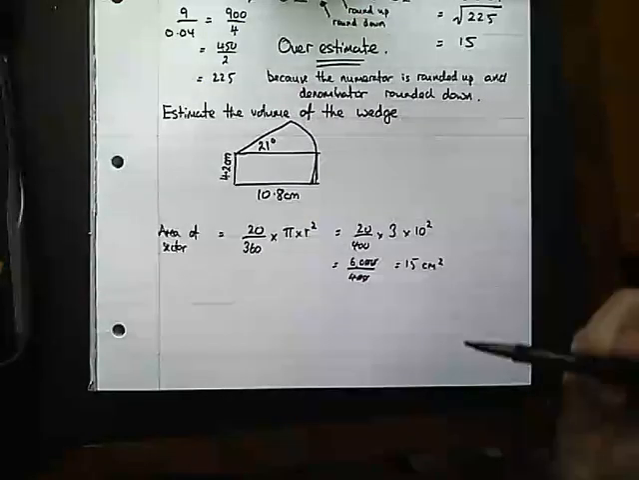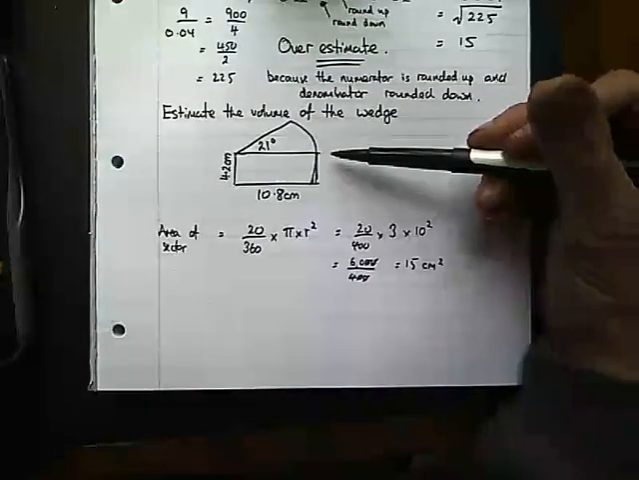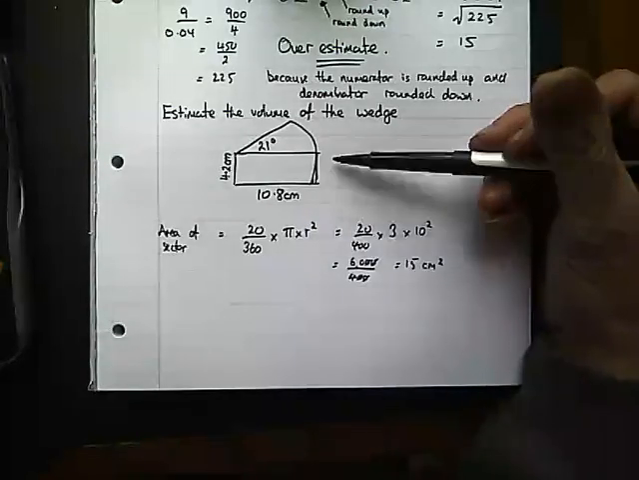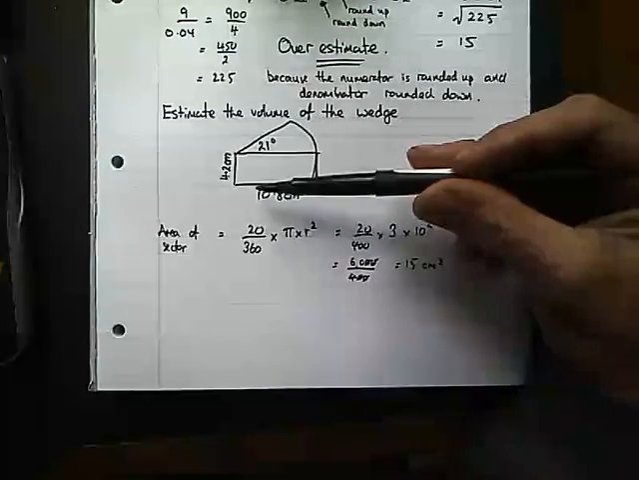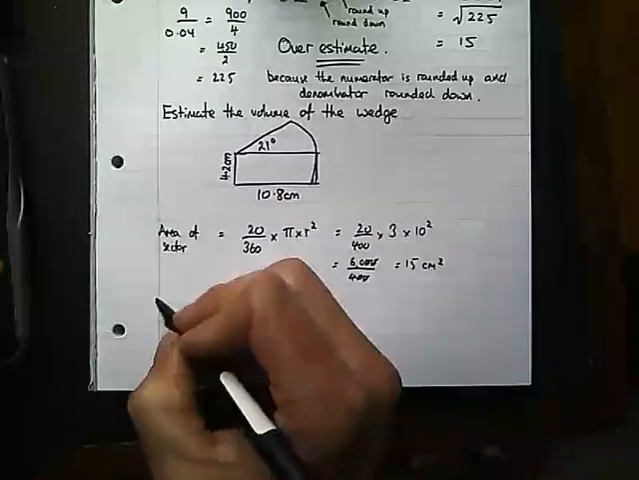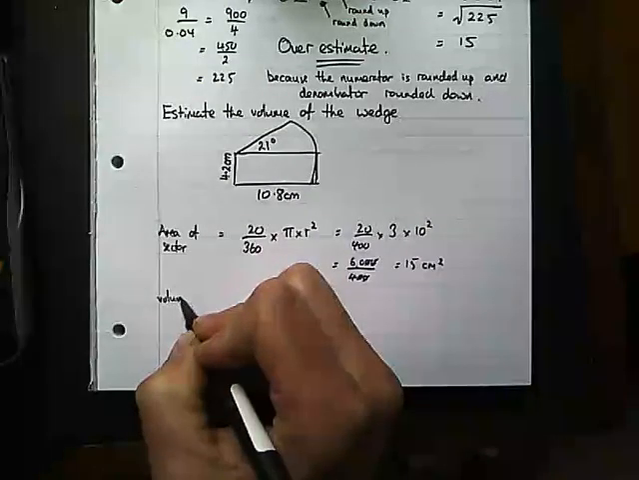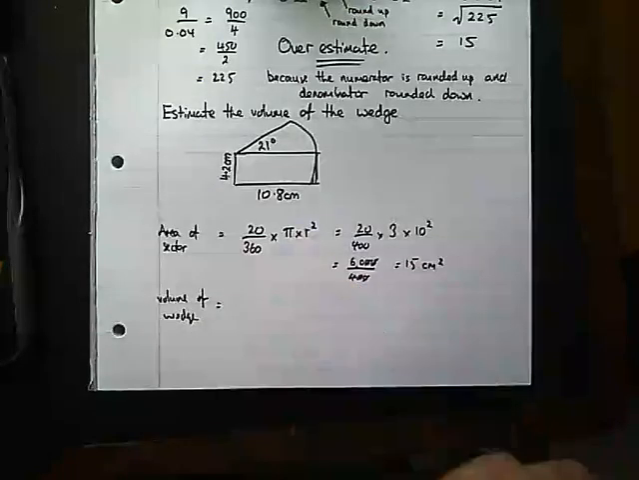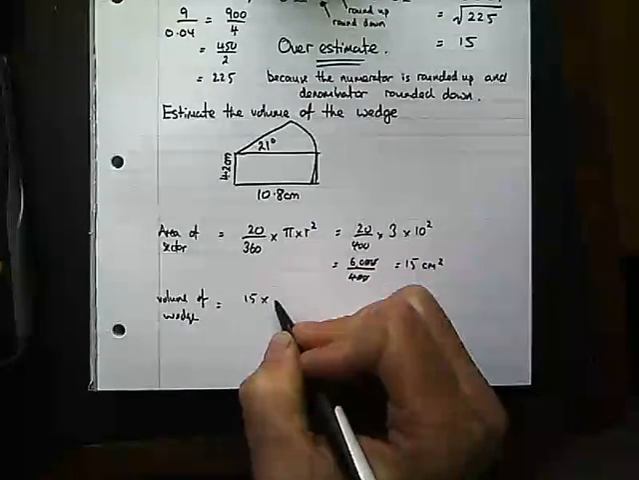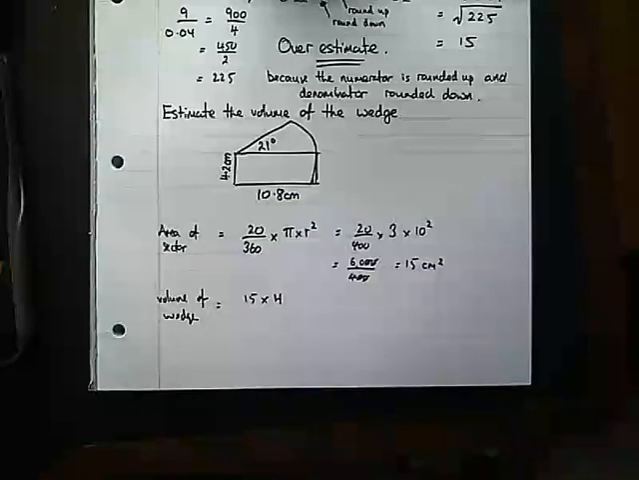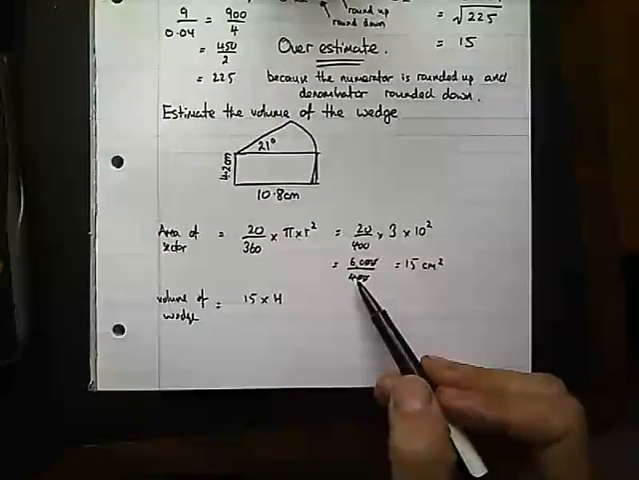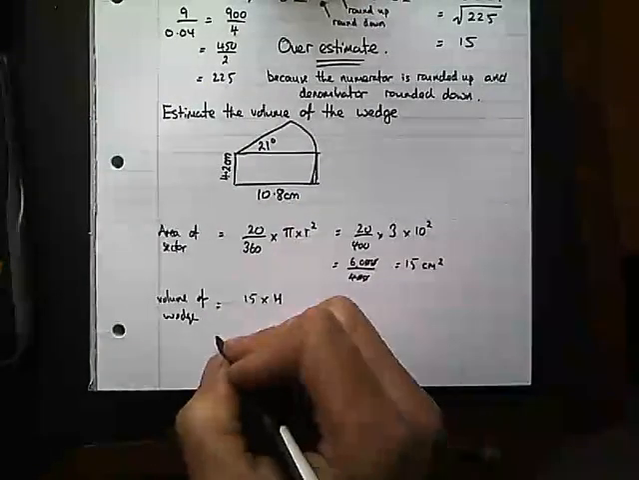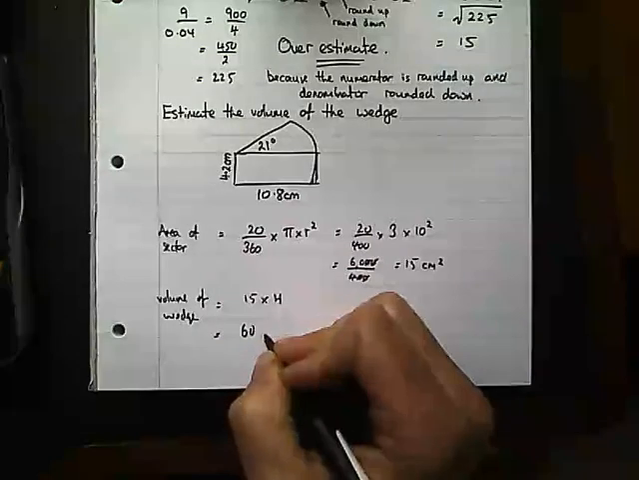Then all we need to do to work out the volume is just like a cylinder. We times it by its height. We know the height to be 4.2. So the volume of the wedge equals 15 times 4, because it's 4.2 high, and actually it's just going to cancel out this divide by 4 earlier, which equals 60 centimeters cubed.